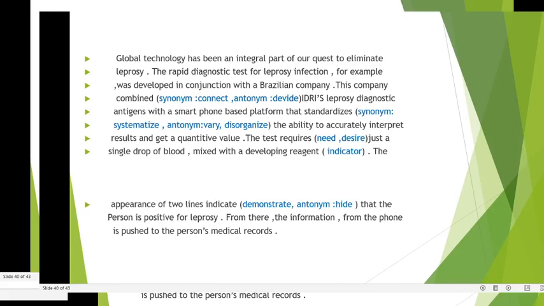This company combined IDRI's leprosy diagnostic antigens with a smartphone-based platform that standardizes the ability to accurately interpret results and get a quantitative value.